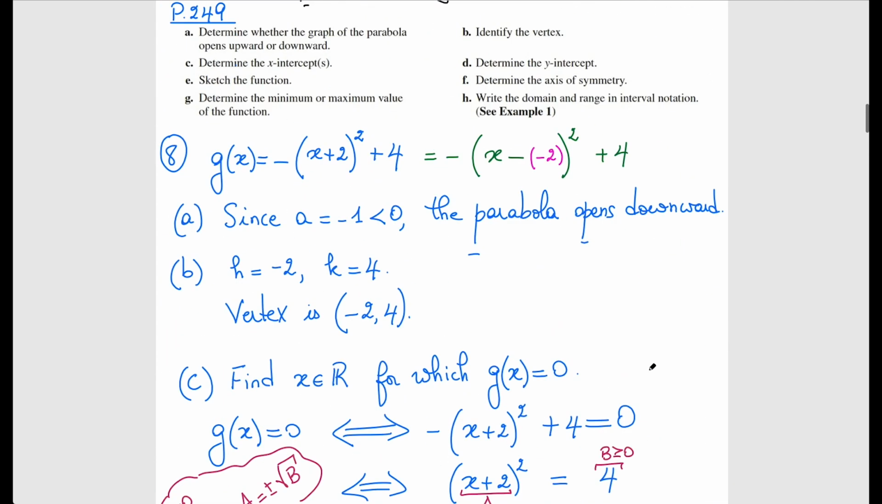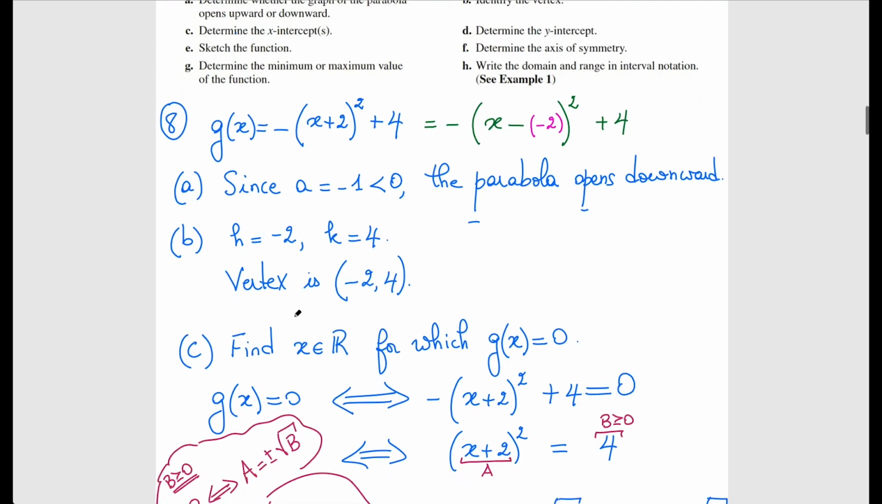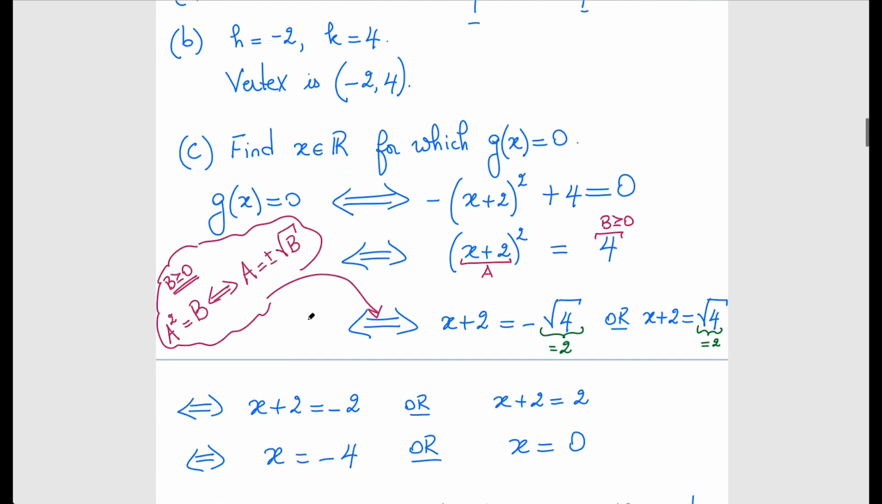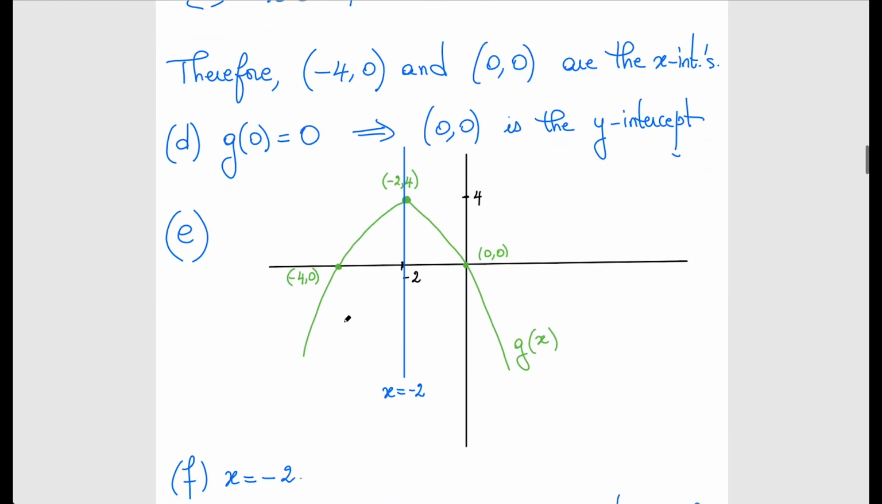Okay, so that's part G. And lastly, part H, write the domain and write the range in interval notation. So the domain, remember, quadratic functions are transformations of the parent function y equals x squared. So the domain is going to be the same, which is all real numbers. Correct? This is also explained by the graph.